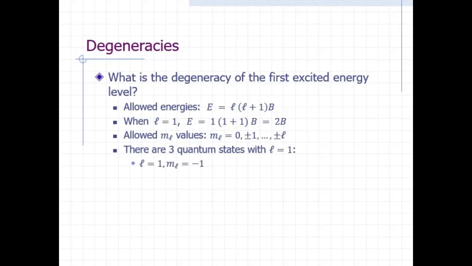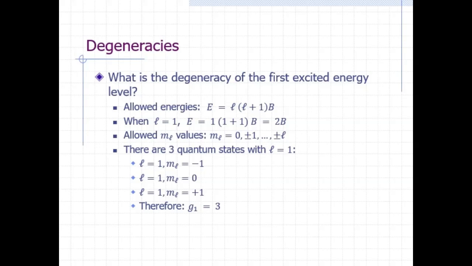L equals 1 with m sub L equals negative 1. L equals 1 with m sub L equals 0. And L equals 1 with m sub L equals positive 1. In other words, there are three ways that the particle on a sphere can have an energy equal to 2B. There are three quantum states with energy equal to 2B. We say that the degeneracy of the energy level associated with L equals 1 is 3. Lowercase g is typically used as the symbol for degeneracy. We specify the quantum number that determines the energy as a subscript.